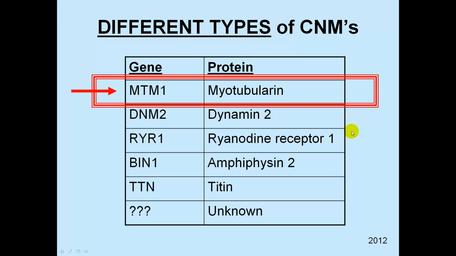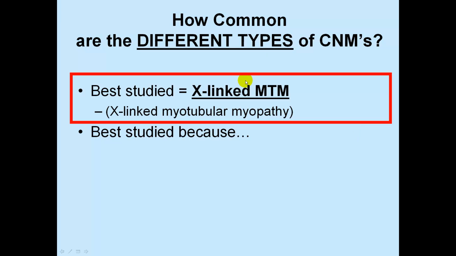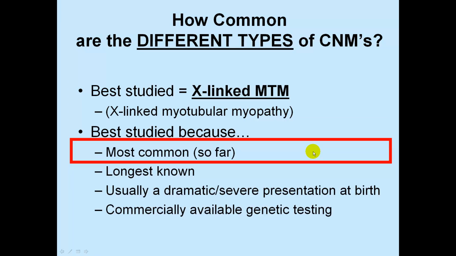But for this video, we're going to focus on the gene mutation within the MTM1 gene, which causes a dysfunctional protein called myotubularin, and this causes X-linked myotubular myopathy. So again, why are we focusing on X-linked myotubular myopathy, or XL-MTM as it's sometimes abbreviated? Well, because this is the one that is best studied, and the reason that it's best studied is that this is the most common of the centronuclear myopathies, at least so far.